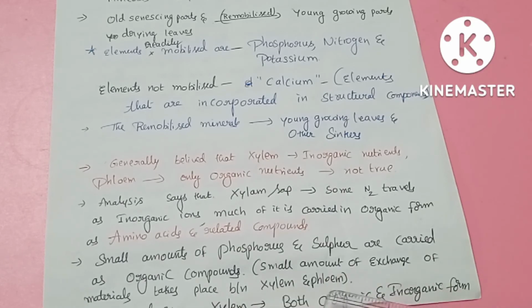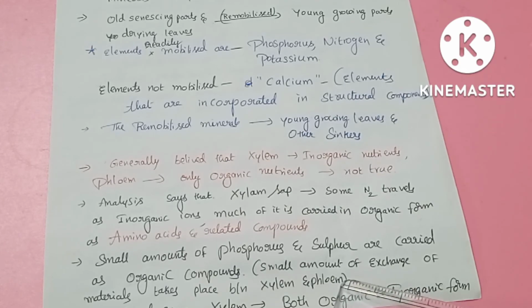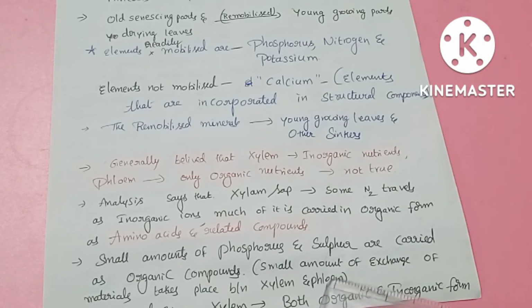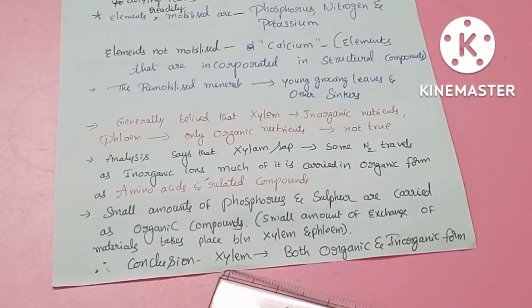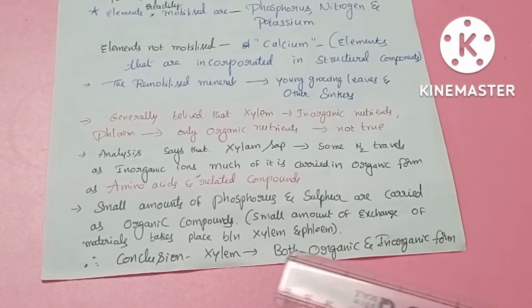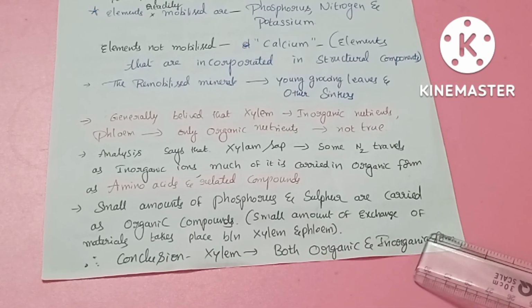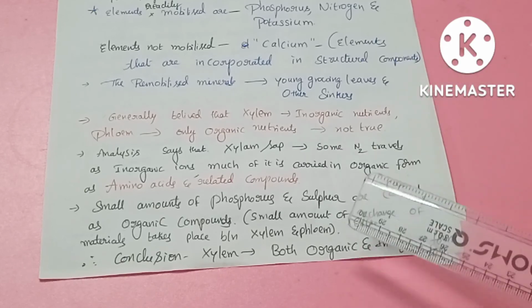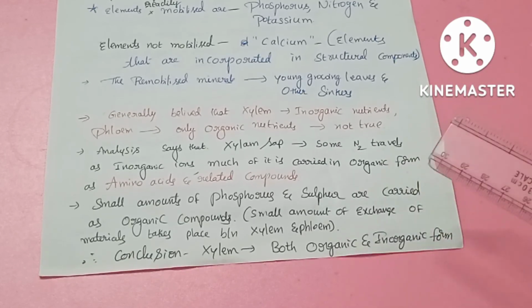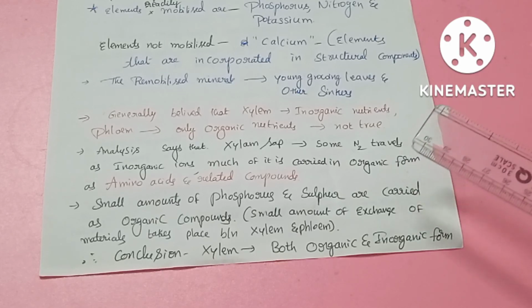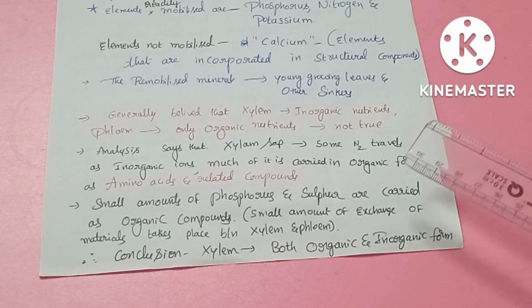And here xylem and phloem are side by side. Sometimes the exchange of water, minerals and food takes place between the xylem and phloem also. So finally what we can conclude here is that elements are translocated through the xylem in both organic and inorganic form. So in the xylem, not only inorganic nutrients but also organic nutrients are translocated. This is about the translocation of the mineral ions. The next one is the phloem transport.